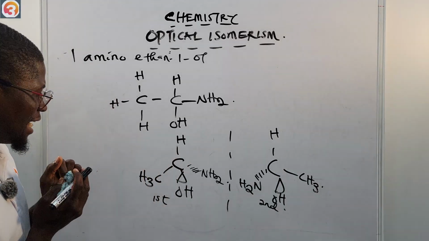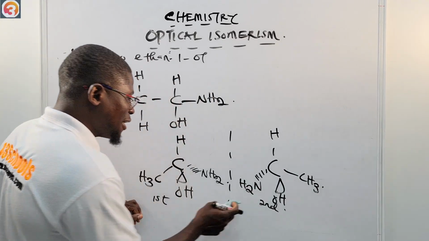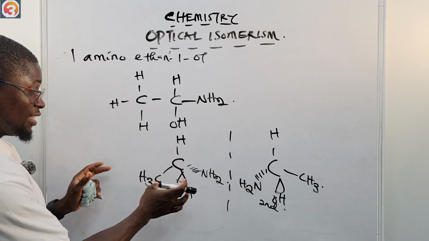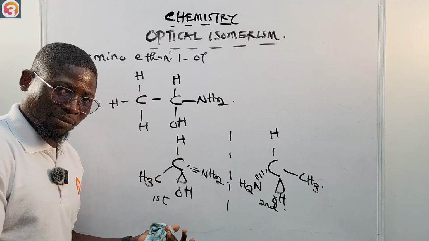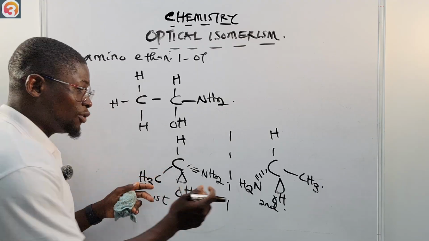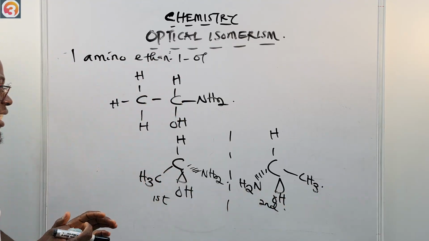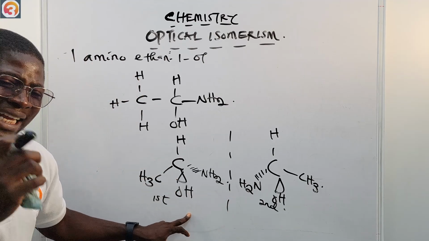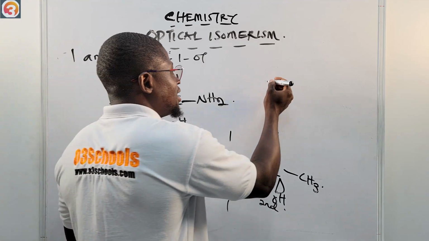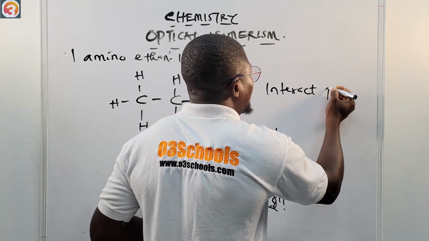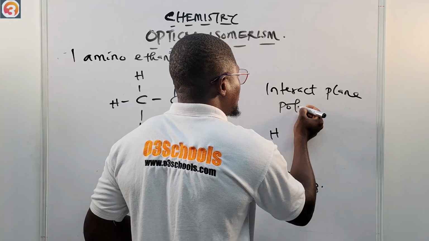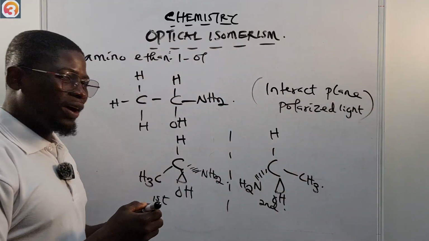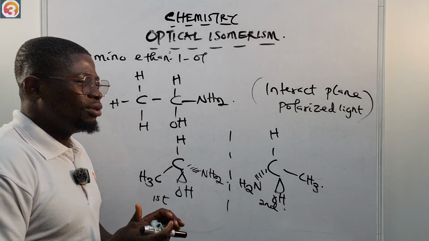Another thing we need to note is that these first and second enantiomers are different. They have the same molecular formula, even the structure is the same. The only difference is in the orientation of the atoms. But apart from that, they are also different in how they interact with plane polarized light. They are different because of how they interact with plane polarized light.